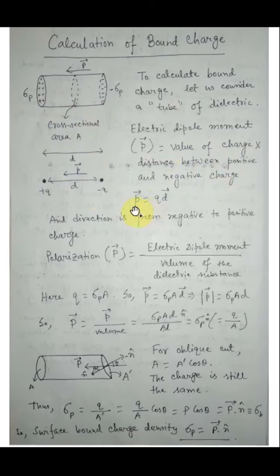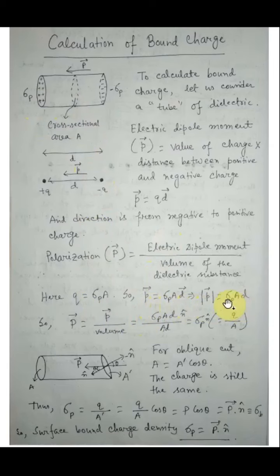So the dipole moment becomes qd. Now, according to the definition of polarization, that is electric dipole moment per unit volume, so we can find out the polarization like this. Here the electric dipole moment is qd, and in place of q, if we write q is sigma p a, so here this p becomes sigma p a d, and the magnitude we can write sigma p a d, right?